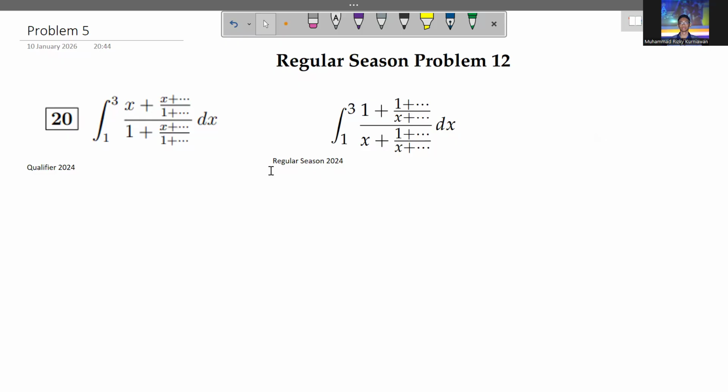So we have two problems here from the MIT Integration Bee, both from 2024. Here you can see that the integration limits are the same, but the integrands are quite similar, yet totally different. You'll notice that one is placed in the qualifier, while the other one is placed in the regular season, meaning that one is considerably harder than the other. And you will see why as I go through both problems.